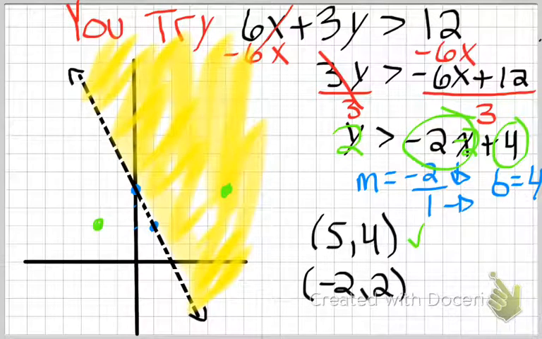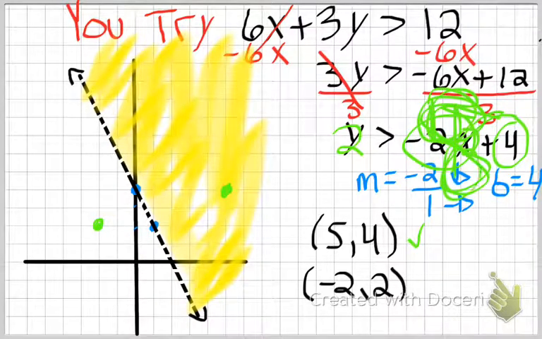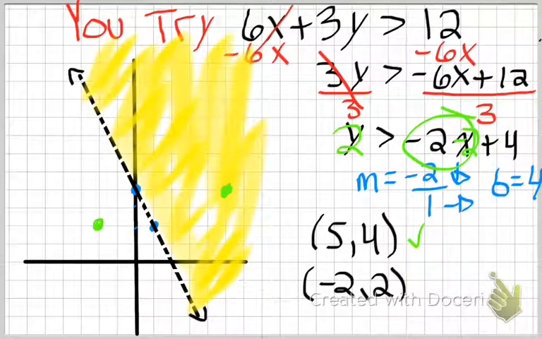A negative times a negative is a positive. So negative 2 times negative 2 is positive 4. Positive 4 plus 4 is 8. So we have a big old fat 8 over here. So we have 2 is greater than 8. Well, that is a false statement, and that's why this one is not a solution.